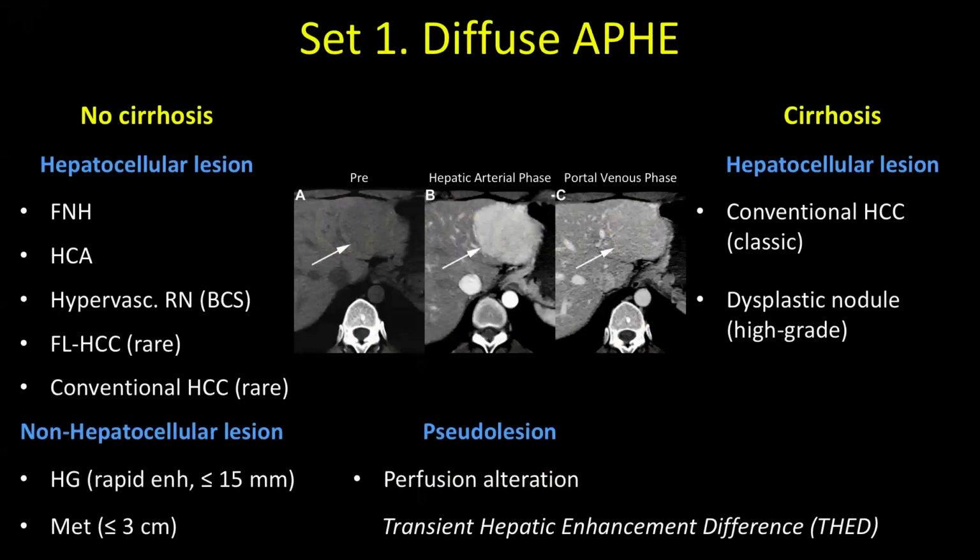In cirrhosis, we can also think of non-hepatocellular lesions if they're small. So rapidly enhancing hemangiomas less than 15 millimeters, metastases less than 3 centimeters. In cirrhosis, we're also thinking hepatocellular. We're thinking conventional HCC or dysplastic nodule. And regardless of cirrhosis, it could be a pseudo lesion such as a perfusion alteration, which is also known as a transient hepatic enhancement difference.